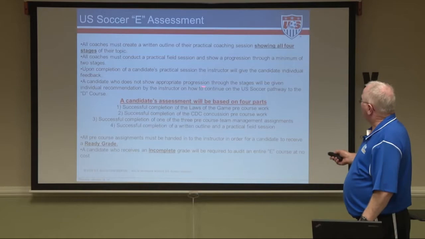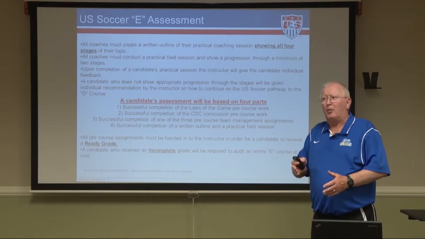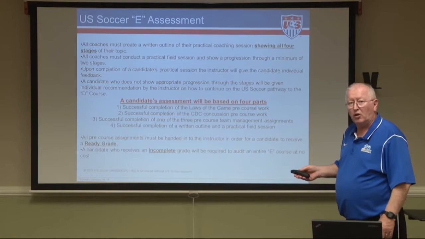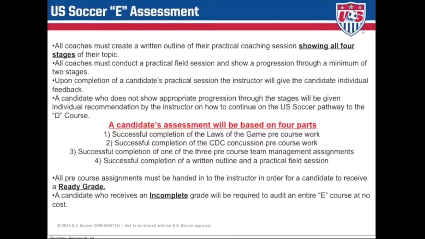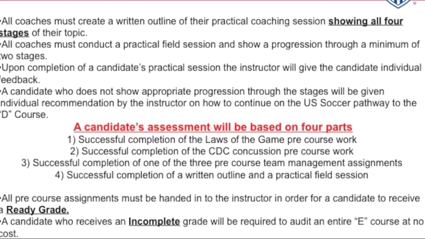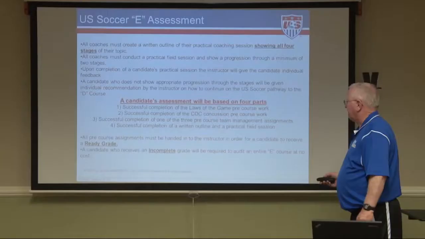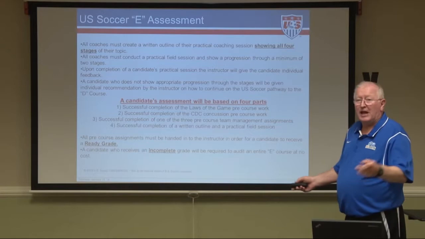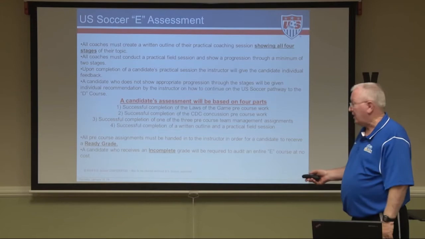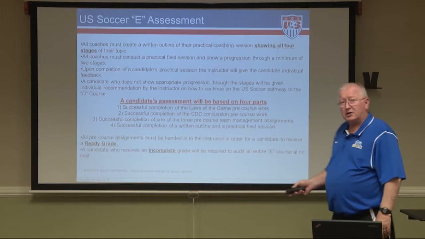A candidate who does not show the appropriate progression, we will give them a pathway to achieve completion of this and also a road to the D license. You've already probably done this. If not, you're working very diligently on it. This is the pre-work that you had to do: the laws of the game, concussion, completion of one of the three pre-course team management, and completion of the written outline of a practical field session. You're going to hand those assignments in that you've done tomorrow when you go to the license. They all have to be in order for us to award you a ready grade. I'm not even going to think about this last sentence because we're going to be positive in this course and think that you're going to be very successful.